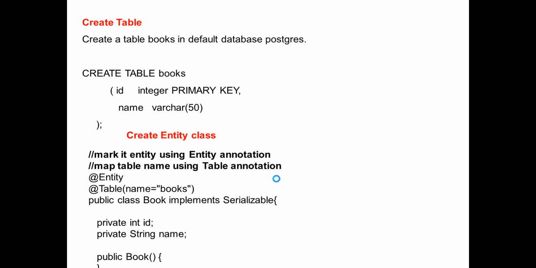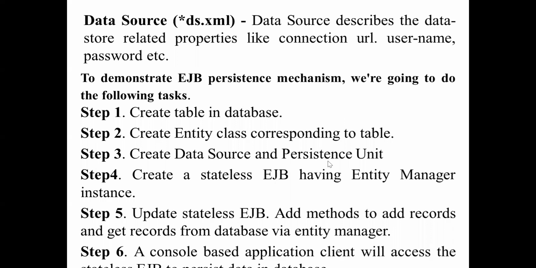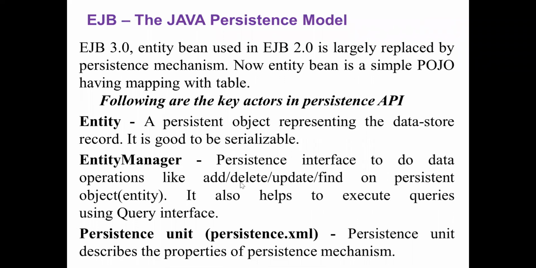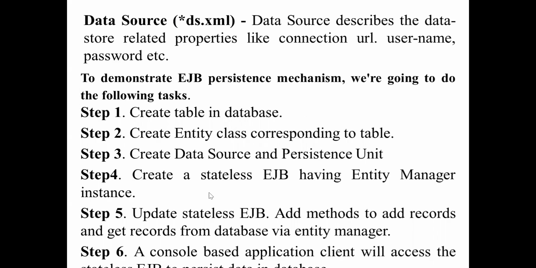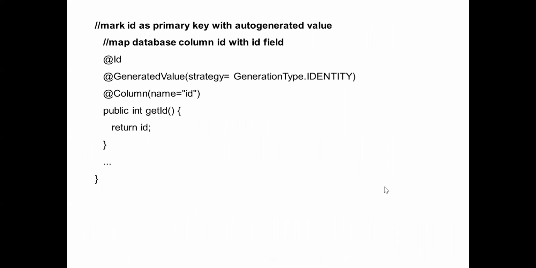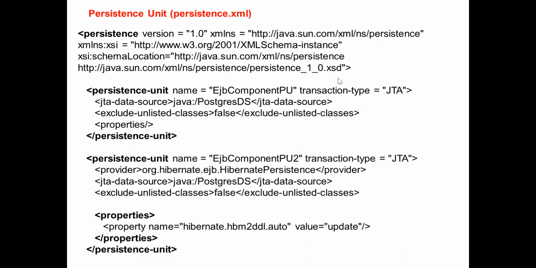So this is the third step. We have to create the data source and the persistency unit. And the step 4, we have to create the stateless EJB having the entity manager. What is the role of entity manager? We can add, delete, update whatever task is assigned to that entity persistency, and it helps to execute the query. So that is the fourth point, a stateless EJB having entity manager.